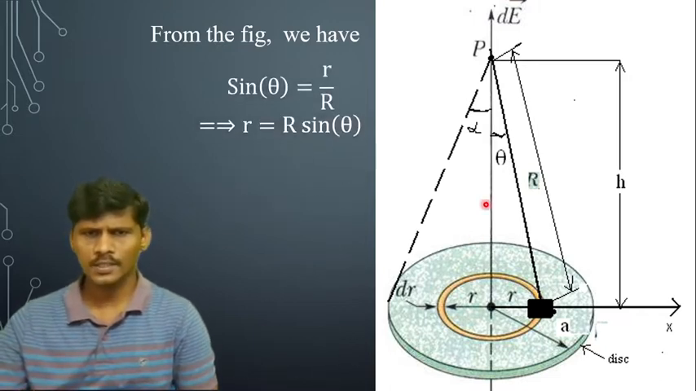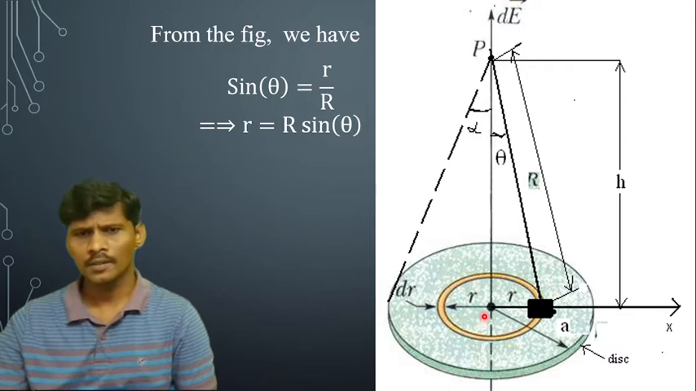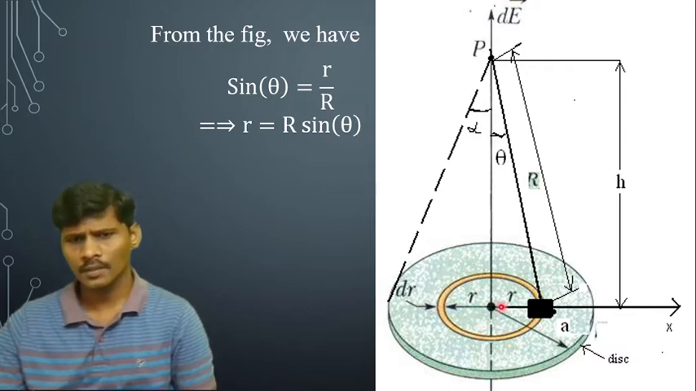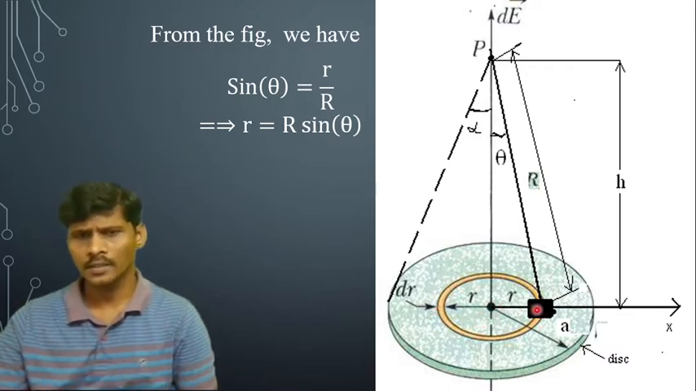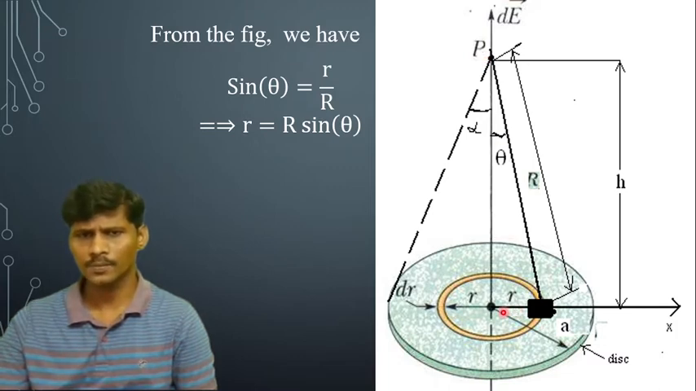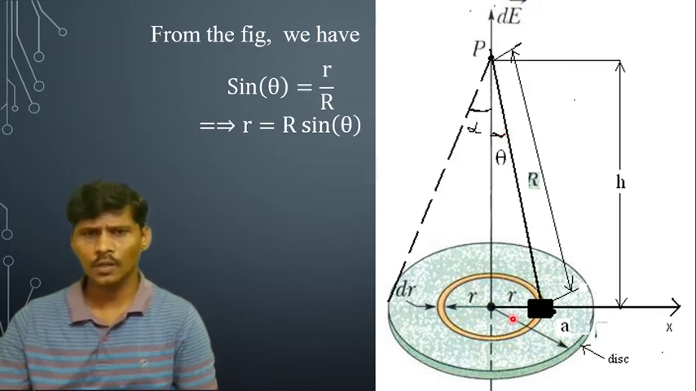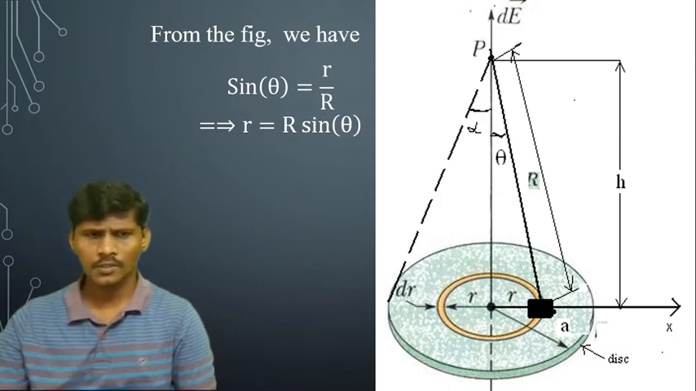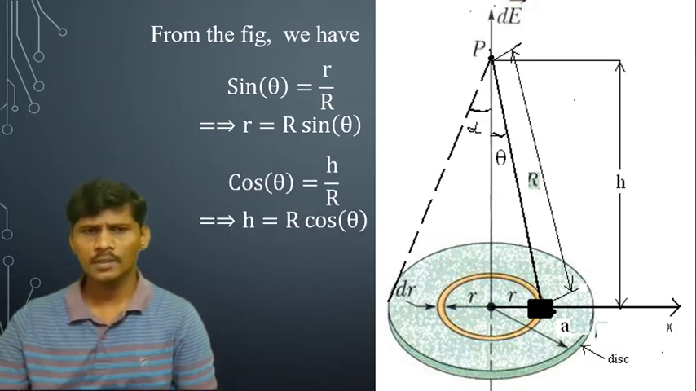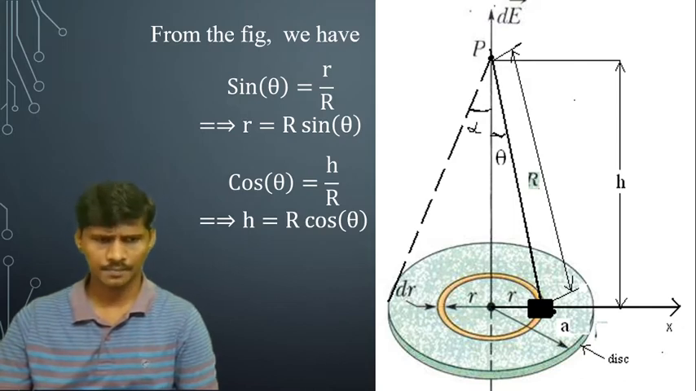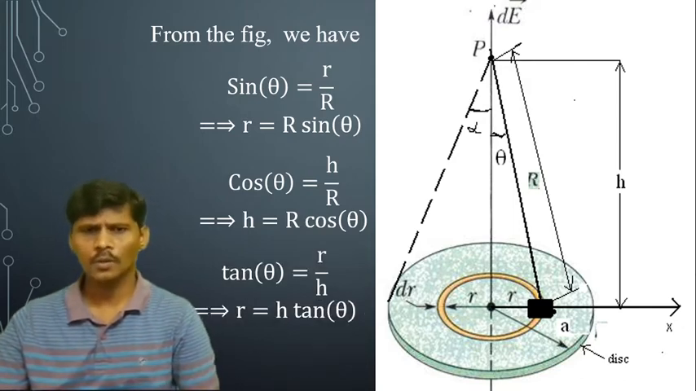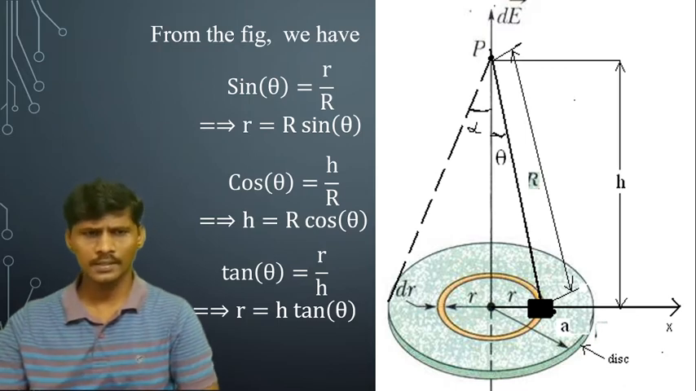From this figure, this is angle theta and this is angle alpha, and this is the small circular strip. This radius is small r meters, and the distance from the elementary length to the point is capital R. From the origin to the point, the distance is h meters. From this figure, sin theta is equal to opposite side by hypotenuse, small r by capital R, and cos theta is equal to adjacent side by hypotenuse, h by R, and tan theta is equal to opposite side by adjacent side, r by h.